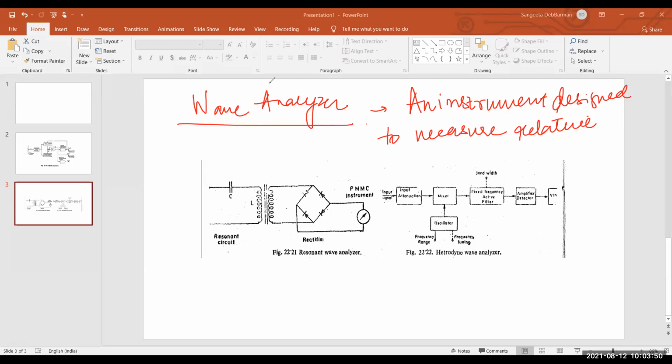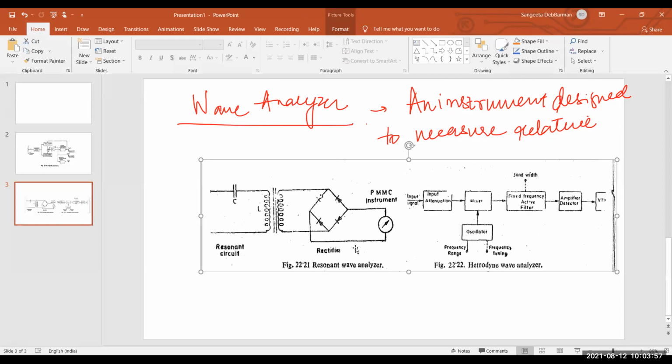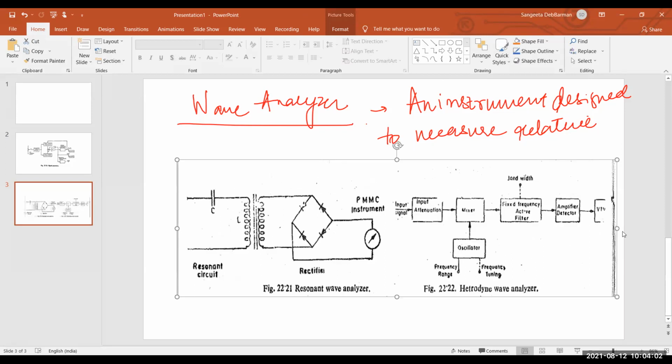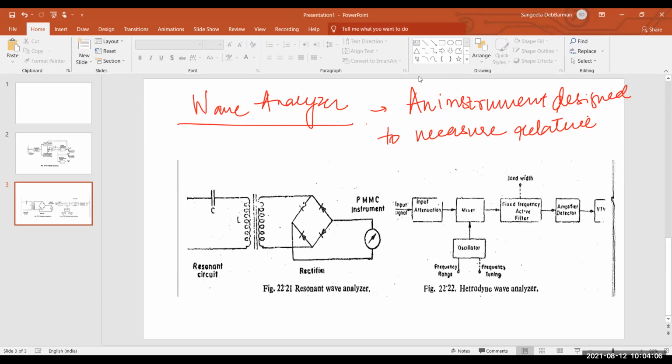Clear? Now, one more thing, let me tell you, I'm just elaborating this diagram. I think it's visible to you. First in this figure, you can find the resonant wave analyzer. So what did I tell you, what is a wave analyzer? It is an instrument that is designed to measure relative amplitudes of single frequency components in a complex waveform.